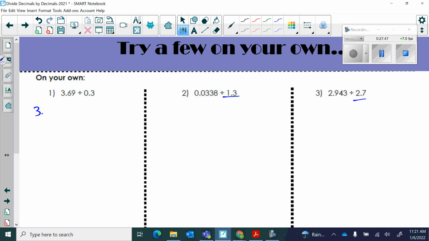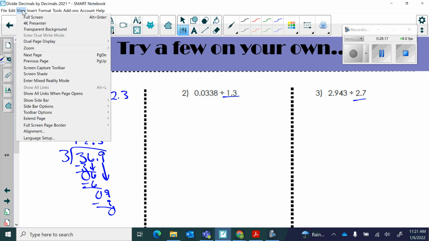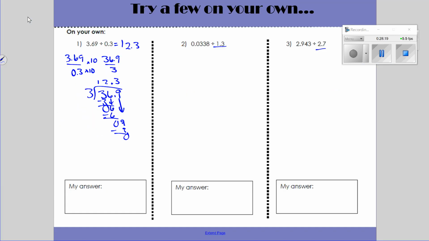So we have 3 and 69 hundredths divided by 3/10. So I'm multiplying these by 10. Gives me 36 and 9/10 divided by 3. 36 and 9/10 divided by 3 is going to go 1, 2. My decimal comes straight up. 9 is going 3 times. So this one equaled 12 and 3/10. Okay?